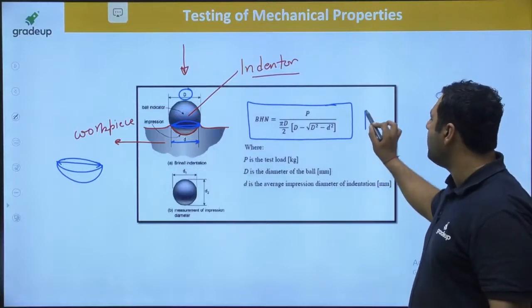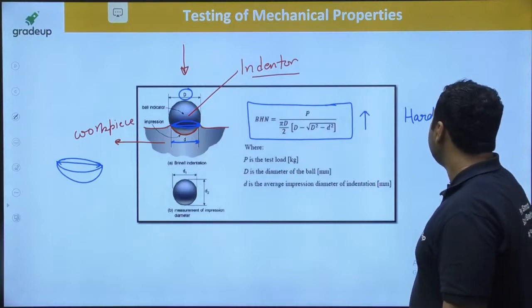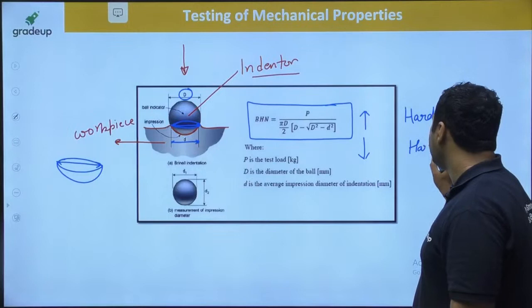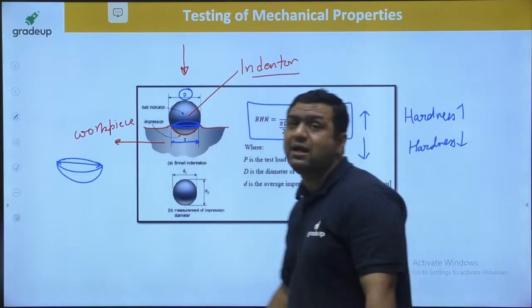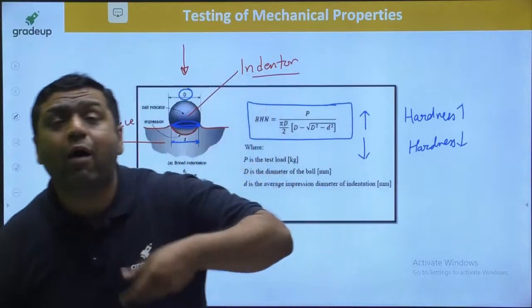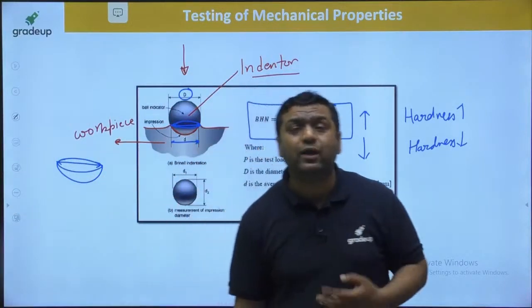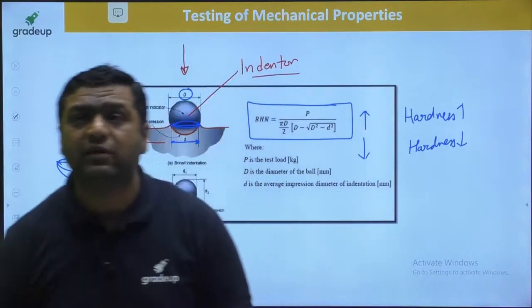And if this number is more, it means hardness is more. And if this number is less, the hardness is less. As I said, these are relative properties, but still some numbers are defined to give them some quantitative index number, because a quantitative index is required to compare two to three materials, which one is going to be harder, which one is less.